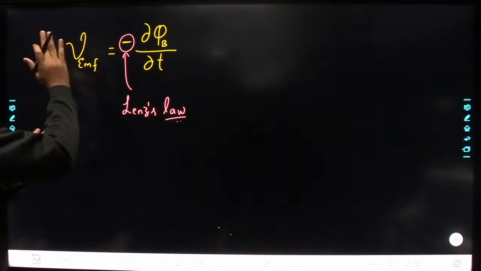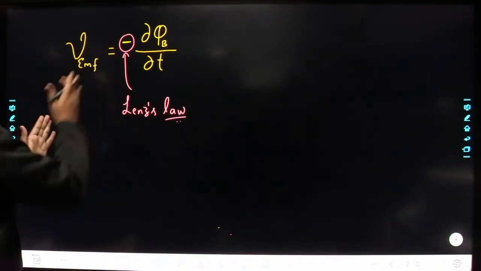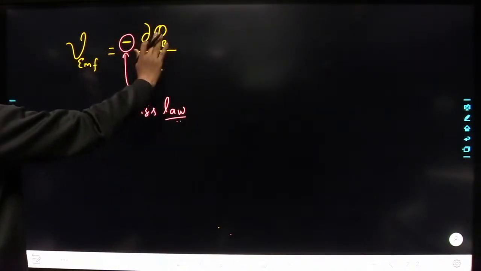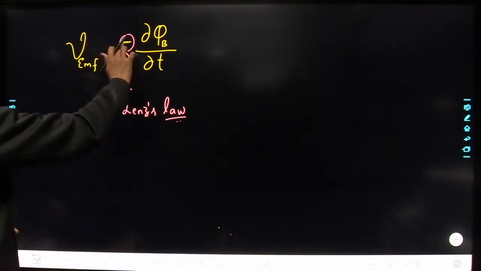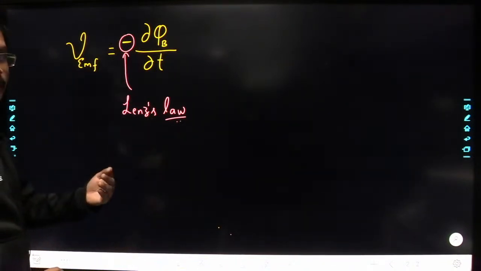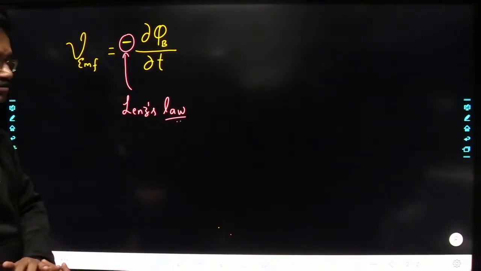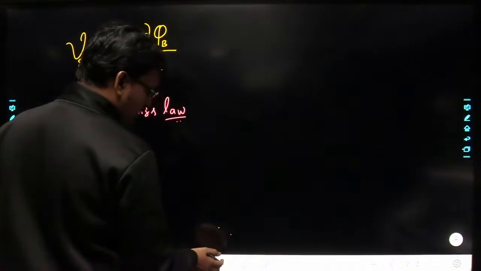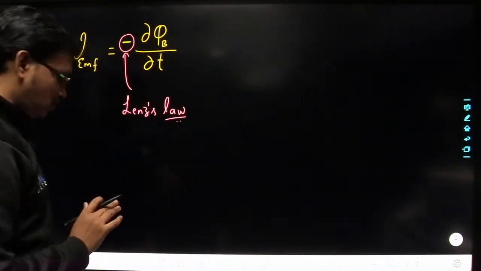The induced EMF around any closed loop is equivalent to the change in magnetic flux. That means whenever there is a change in magnetic flux, an EMF is induced around the closed loop, and here we are putting a minus sign. This minus sign is because of Lenz's law. We will study this Lenz's law later, as we proceed into the subject. Right? Here we are just trying to give the mathematical form to Faraday's law. That's it.